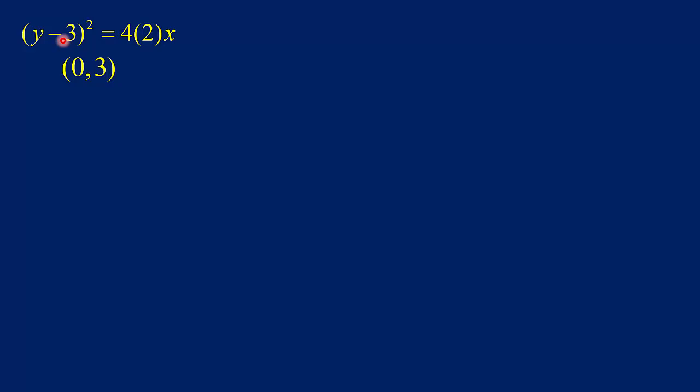Well, now that we've done that, we look at this and we say, okay, I've got a parabola. It's a y-squared form. It's opening to the right. So what I need to do is move to the right 2 units to get to the focus.